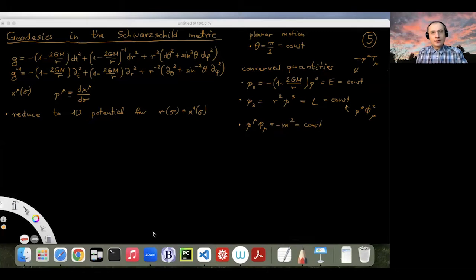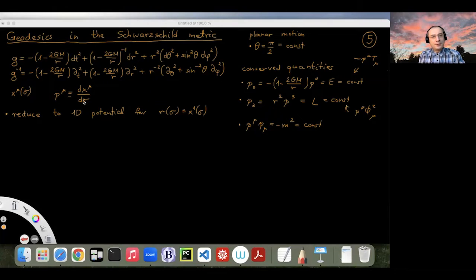Let me share the screen. So we are considering geodesic motion in the Schwarzschild metric. This is the metric itself and its inverse, which I have written here just for reference. We are considering only the planar motion, so theta is equal to pi over 2 and is constant. We get rid of theta motion entirely. The motion happens in t, r and phi. x mu of sigma, where sigma is the affine parameter, is our geodesic.